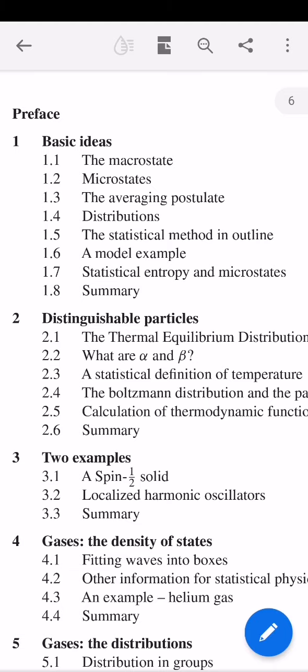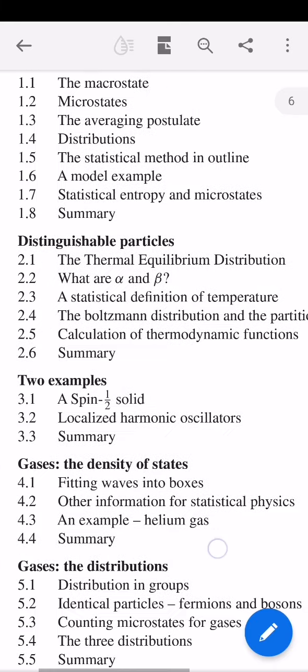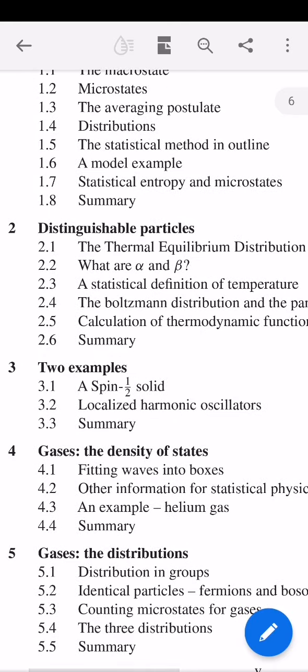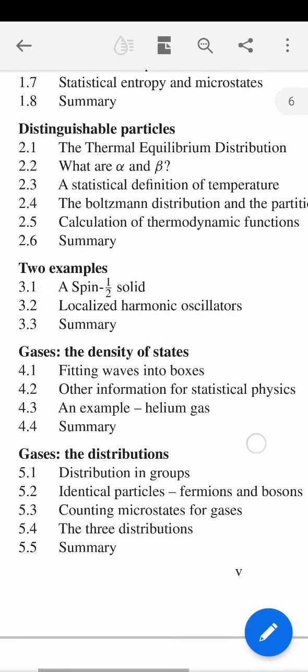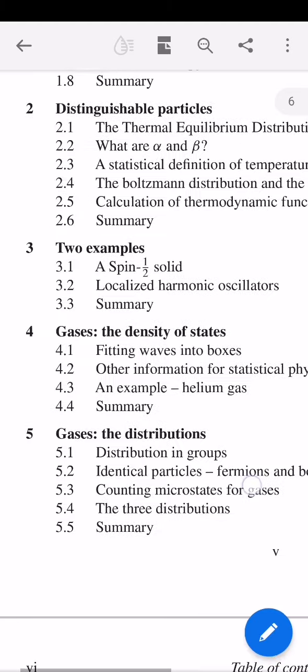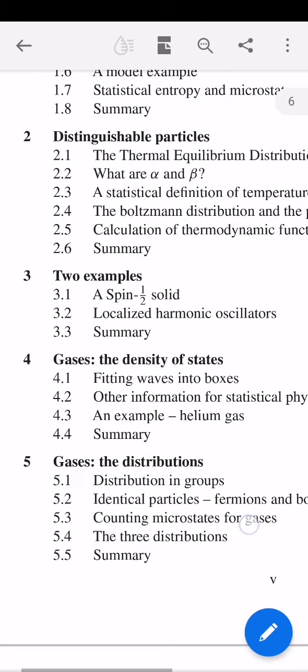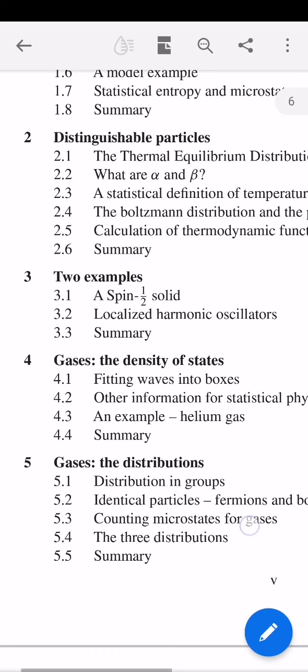And then we move over to distinguishable particles, thermal equilibrium distribution, and then alpha particles, beta particles, a statistical definition of temperature, not the Boltzmann definition, but the statistical one, which is linked to Fermi-Dirac statistics, and then calculation of thermodynamic functions. Then chapter 3 is all about magnetic moments, interatomic magnetic moments that have an impact on the interatomic interactions.